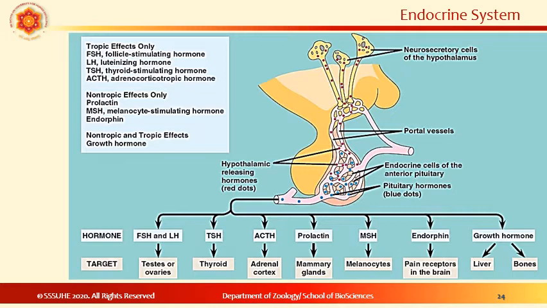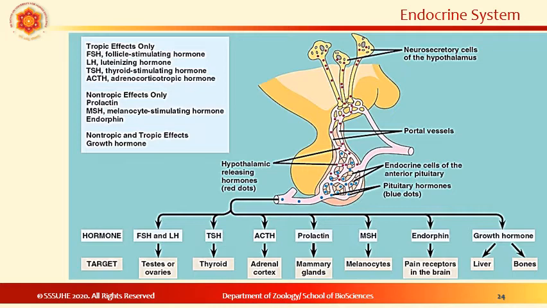A trophic hormone is one which influences the activity of other endocrine glands, and examples are shown in those hormones involved in stress management and reproduction. Trophic hormones are carried by the blood to the other target glands. In this photo, you can see examples of hormones that have trophic effects only, and those that have non-trophic effects, and growth hormone has both effects.